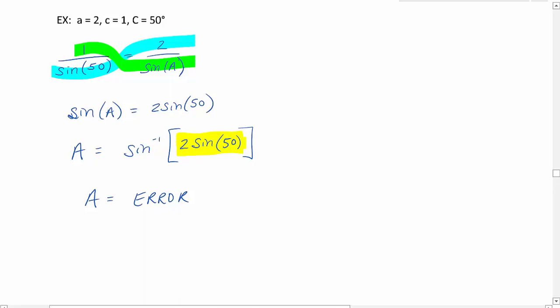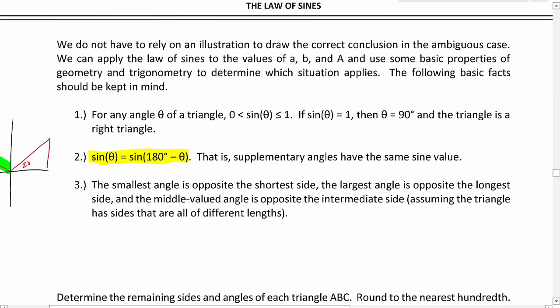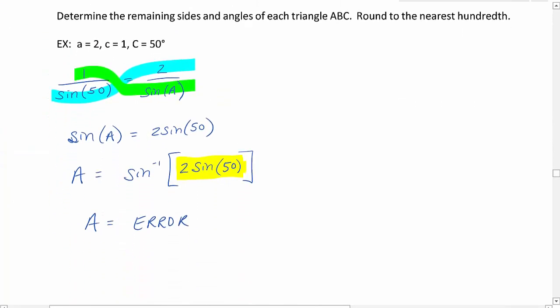Now I don't think about this property up here. I don't try to figure this out and plug that in and stuff. I just plug it in my calculator, and if it says error, then we can conclude no triangle exists. So this is the situation where side A is too short to be able to reach the third side and close up a triangle.